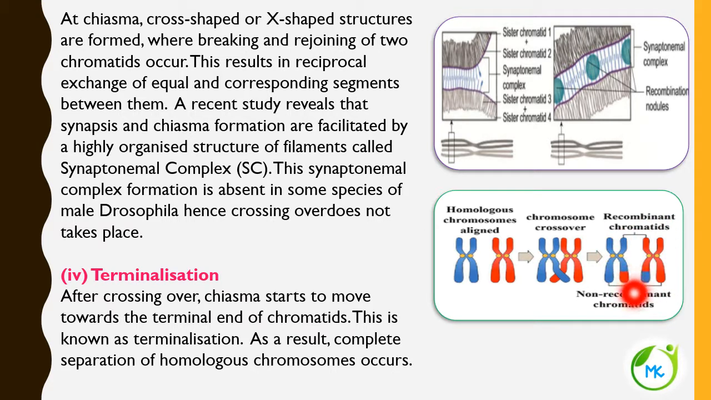Here you can very well observe that crossing over has taken place, and this chromatid is a non-recombinant chromatid. They are the same as the parent, so they are non-recombinant. These two chromatids are recombinant chromatids, where crossing over has taken place. Here you can find the red color segment and here the blue color segment. So they are referred to as recombinant chromatids. The stages of crossing over are: first synapsis, second tetrad formation, third crossover, and fourth terminalization.